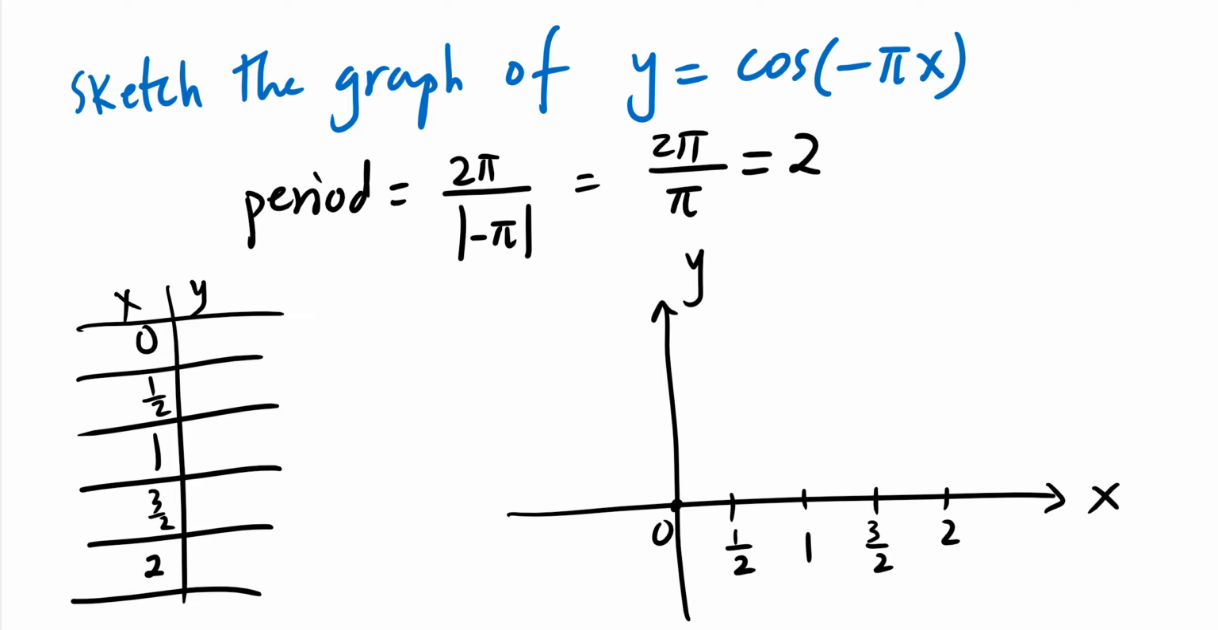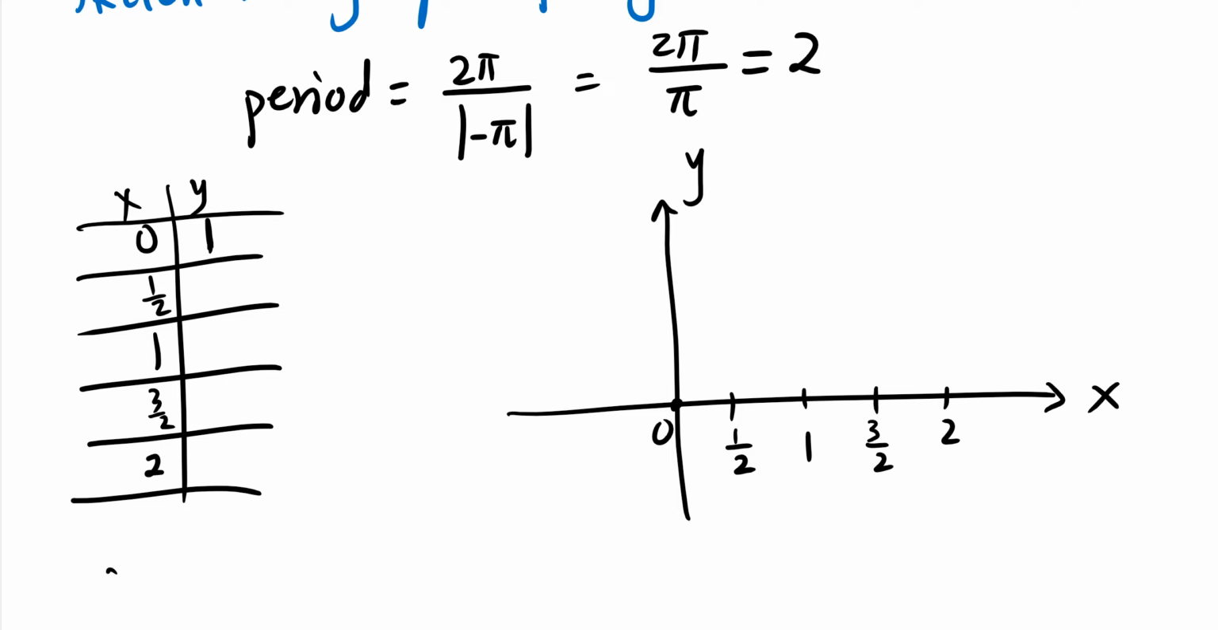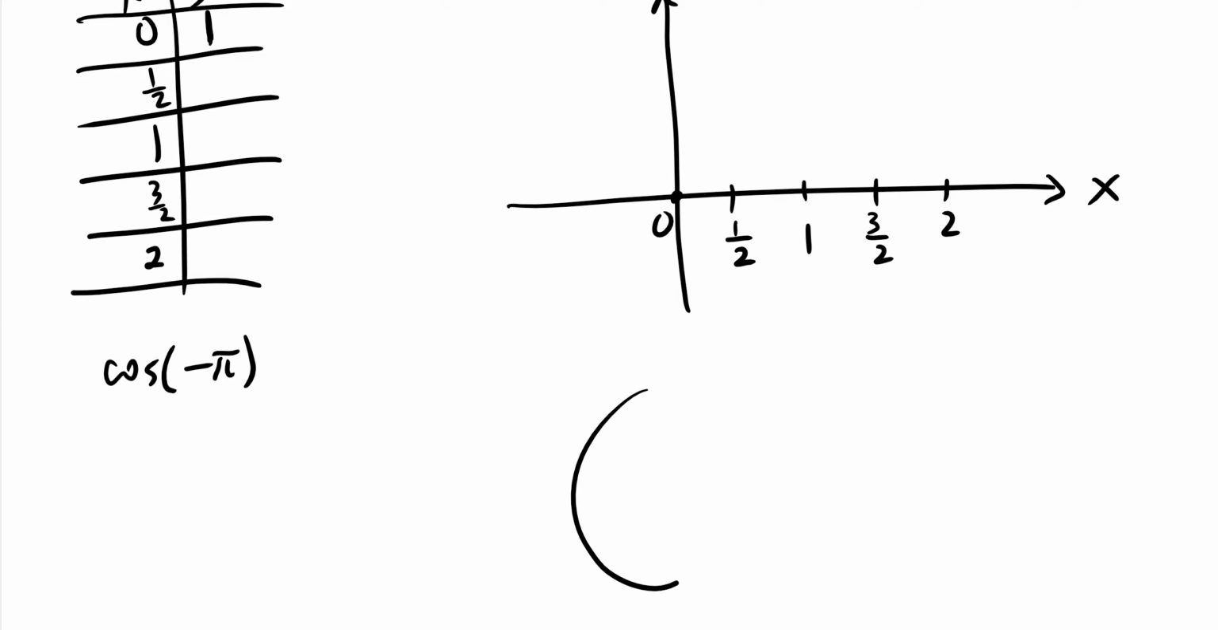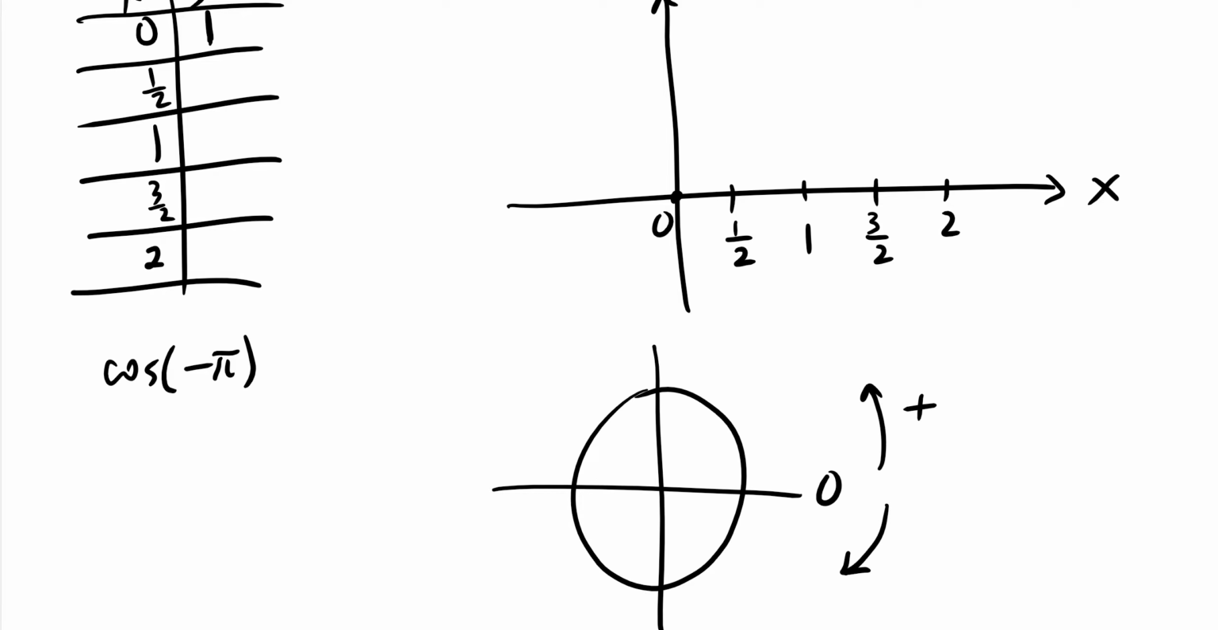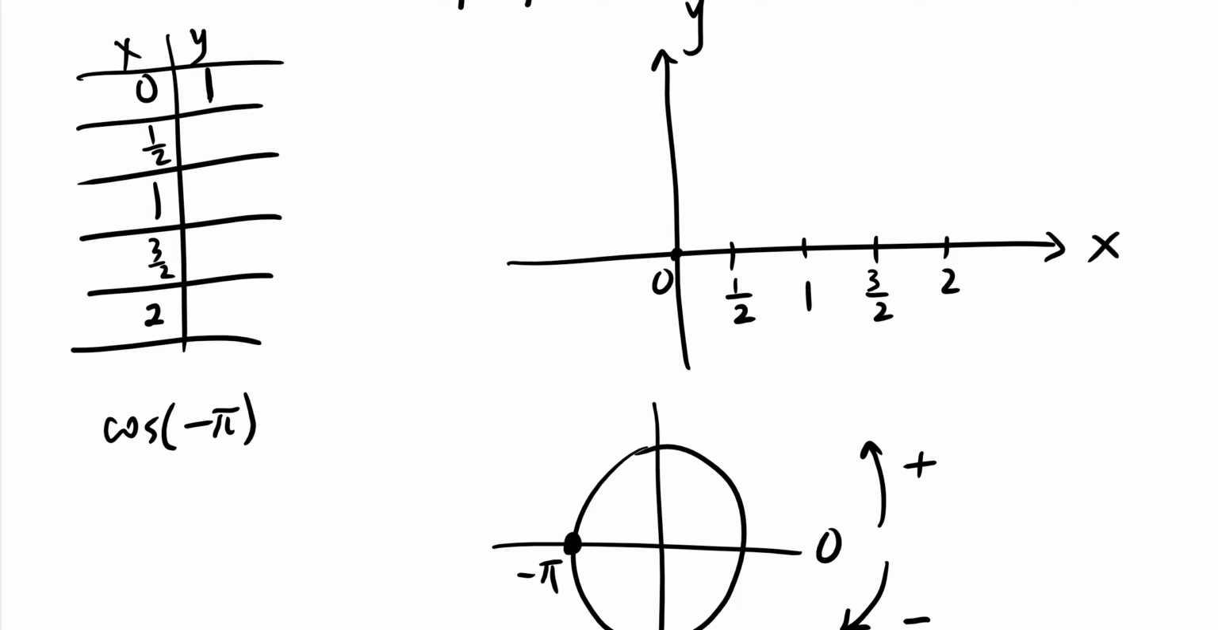So if you substitute 0 in, cosine 0 is 1. If you substitute 1, cosine -pi. Where is -pi? Well, if you remember on the unit circle, this is 0, that's always the positive, that's the negative direction. So if I travel this way, that's -pi over 2, and this is -pi. So I'm landing here, at the same terminal side as pi. And we know that cosine pi is -1, so this is -1.